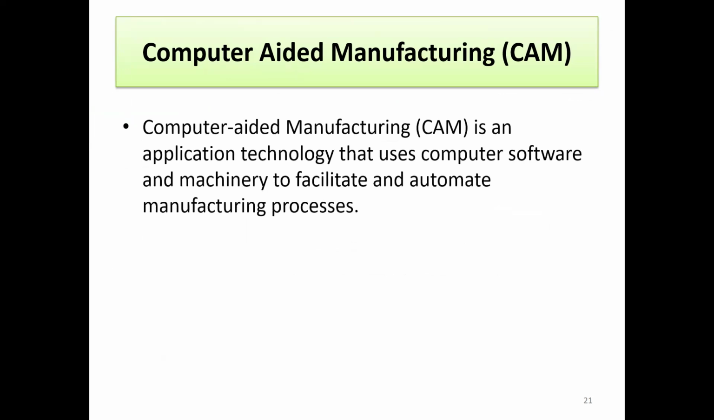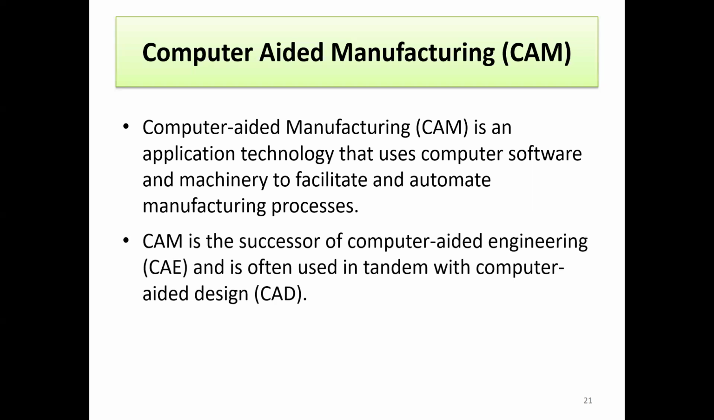But what is CAM? It is computer-aided manufacturing. Look at the description here. CAM is an application technology that uses computer software and machinery to facilitate and automate manufacturing, not just designing of the product like CAD. Now we manufacture that designed product according to the document which has been generated from CAD. Now in CAM, we produce it, we manufacture it, right? Automate the manufacturing process using that specific application technology through computer software and machinery.